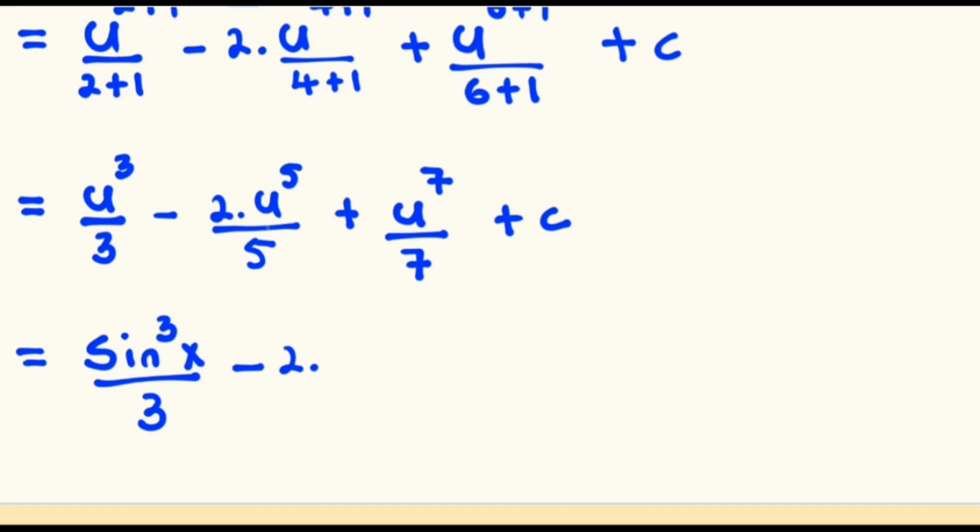So in the place of the u, we substitute back the sine x, but the u is raised to the power 5, so even the sine will be raised to the power 5, and this will be divided by 5 plus u raised to the power 7.